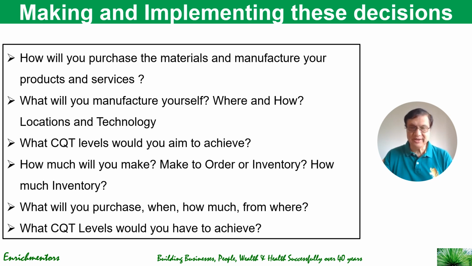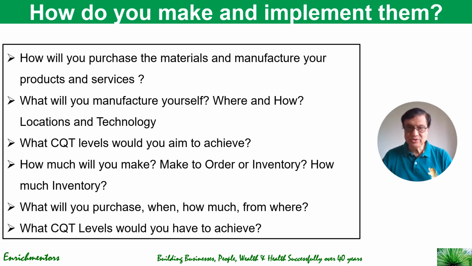What are the cost, quality, and time levels for your manufactured products or source final products that you aim to achieve? How much will you make? Make to order or inventory? If inventory, how much inventory? And on the material side, raw and packaging material side, what will you purchase, when, how much, from where, and what cost, quality, and timing levels would you have to achieve to deliver the required finished product cost, quality, and timings, right? So these are the kind of decisions that you would need to make.